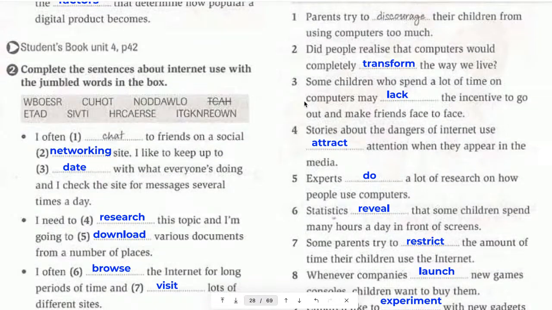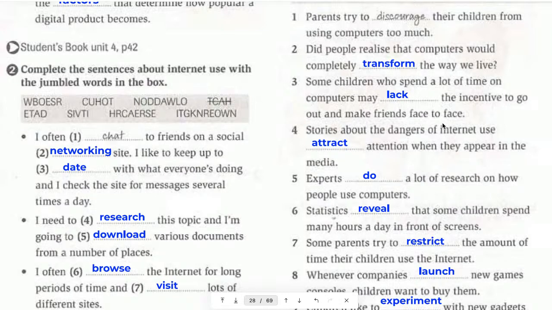Number 3, Thiên Nga. Yeah, some children who spend a lot of time on computers may lack the incentive to go out and make friends face to face. Oh, I think this makes sense, right? It happens a lot these days, right? Because these days all of the kids have their own smartphones, so they spend a lot of time playing games or browse all of the web pages or use a lot of different apps. So now they don't have, or they lack the incentive to go out and make friends face to face.